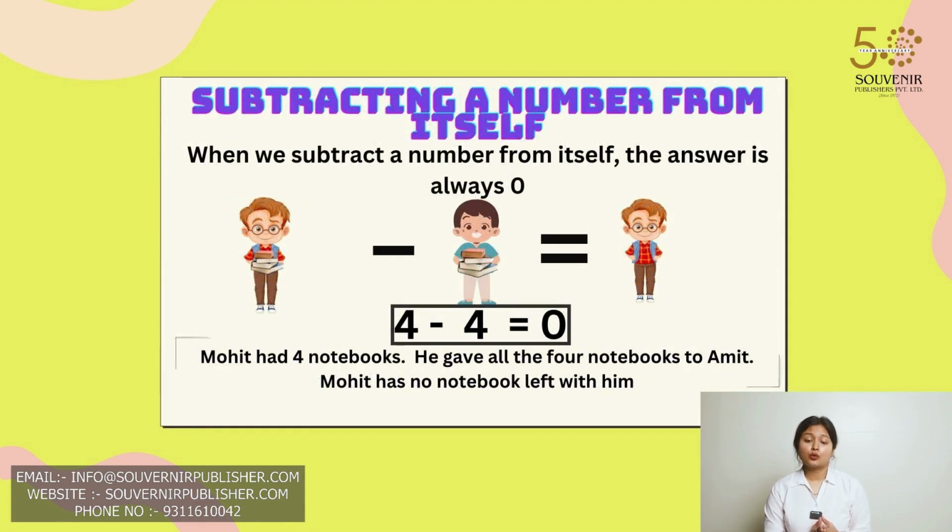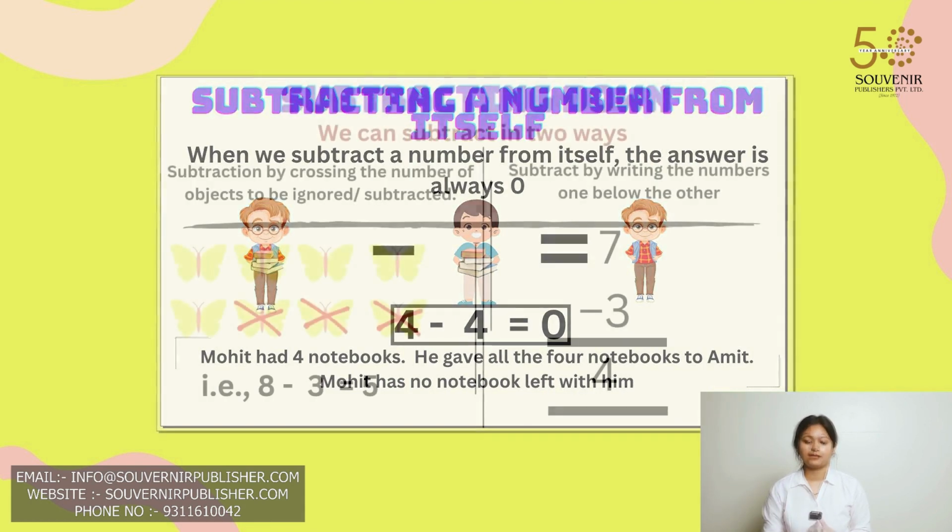Now, let us know how we are going to subtract a number from itself. When we subtract a number from itself, the answer is always 0. For example, Mohit had 4 notebooks. He gave all 4 notebooks to Amit. Mohit has now no notebook left with him.